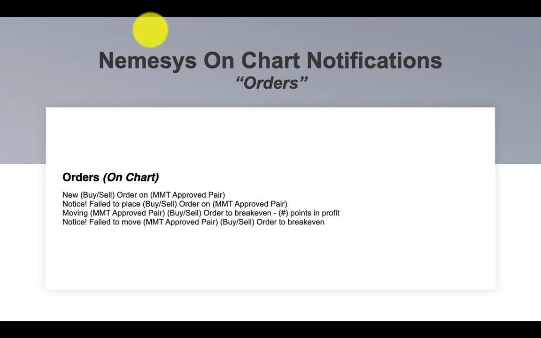All right. Moving MMT approved buy or sell order to break even points in profit. So whenever your profit lock happens, you'll get notified. So as you know, whenever you get to 470 pips in profit, it'll move your stop loss to 300 pips in profit or 3,000 points in profit. So the cool thing to see is when it says new buy order on DAX, and then a few minutes later you get moving DAX buy order to break even 300 points or pips in profit.